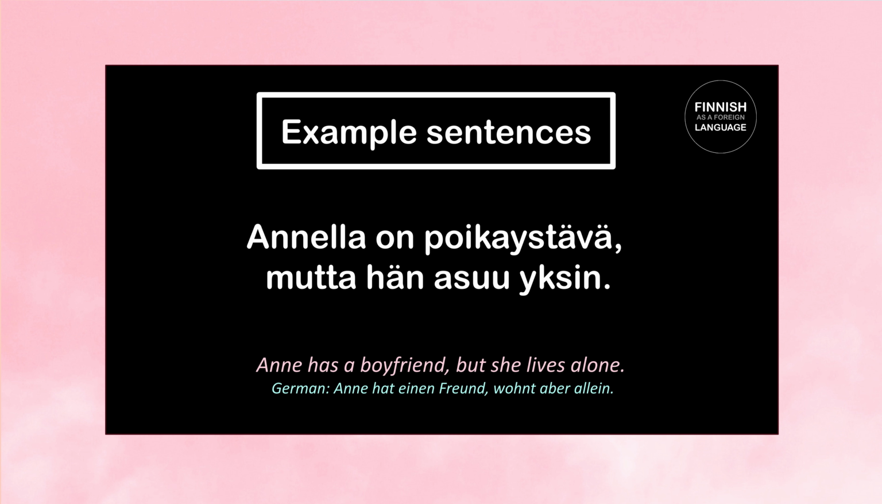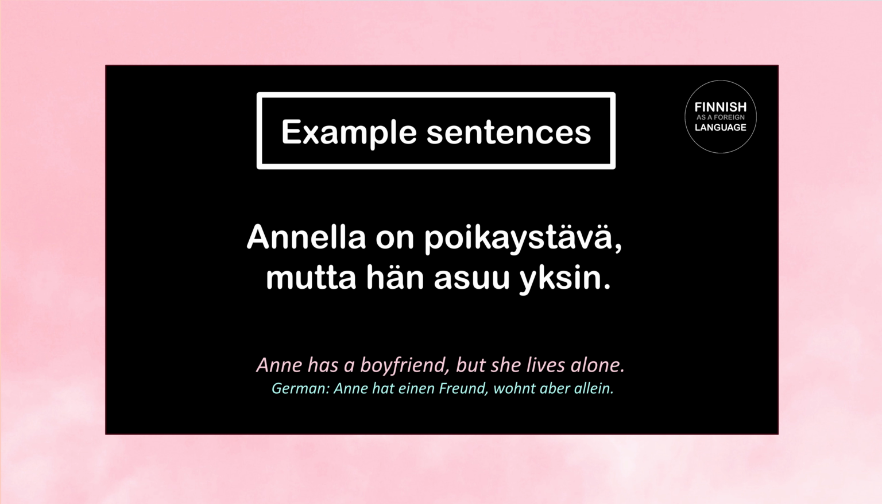So let's repeat. Annella on poikaystävä, mutta hän asuu yksin. Anne has a boyfriend, but she lives alone. So with the conjunction mutta here, we are not negating the fact that Anne has a boyfriend, which stands in the first part of the sentence, but it shares some additional information, which is that she's still living by herself. Annella on poikaystävä, mutta hän asuu yksin.